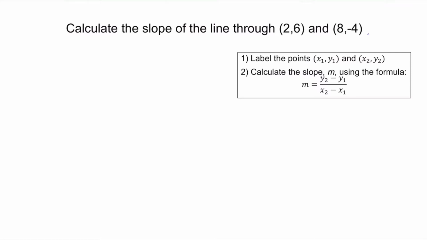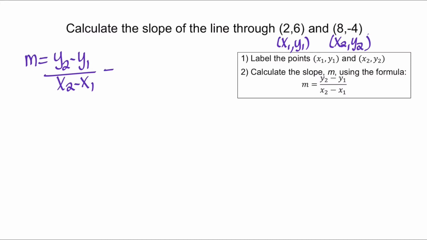So just to refresh our memories, let's calculate the slope of the line through (2, 6) and (8, -4). So remember, I'm going to use this formula, m equals y2 minus y1 divided by x2 minus x1. Whenever I'm using this formula, I want to take a second to label my points so that I know what I'm going to be plugging in. So this first point, (2, 6), is going to be x1, y1, and the second point I'm going to call x2, y2. So when I plug into my formula, I get y2, which is negative 4, minus y1, which is 6, divided by x2, which is 8, minus x1, which is 2.